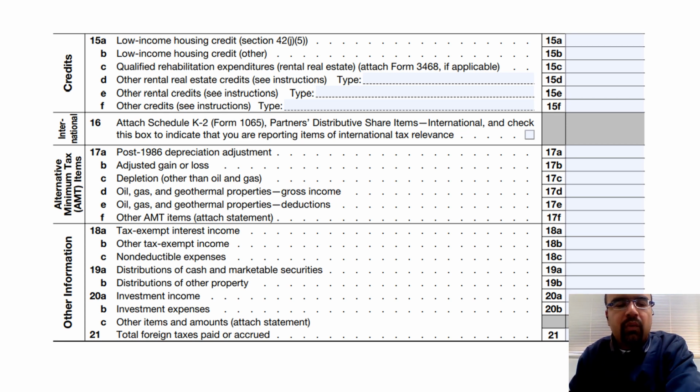What is the other information required for this return? What is the tax exempt interest income? What are the other tax exempt income? What are the non-deductible expenses? What is the distributions of cash and marketable securities? What are the distributions of any other properties? What can be the investment income? What is the investment expenses? What are the other items and amounts? What are the total foreign taxes paid or accrued?